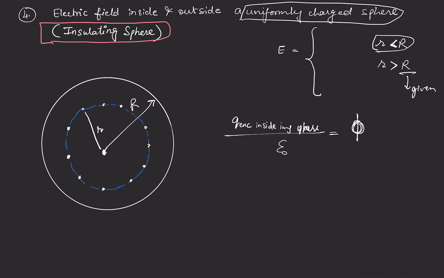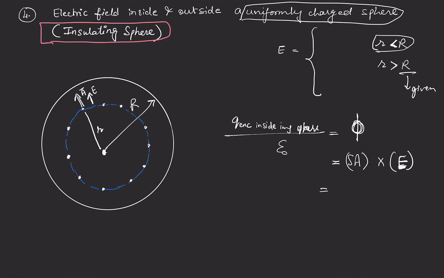And flux is nothing but, since for this imaginary sphere the area vector and electric field vector would be in the same direction, flux would be simply the surface area of the imaginary sphere multiplied by the electric field. And this is what we have to find. So this will give us the value of E.